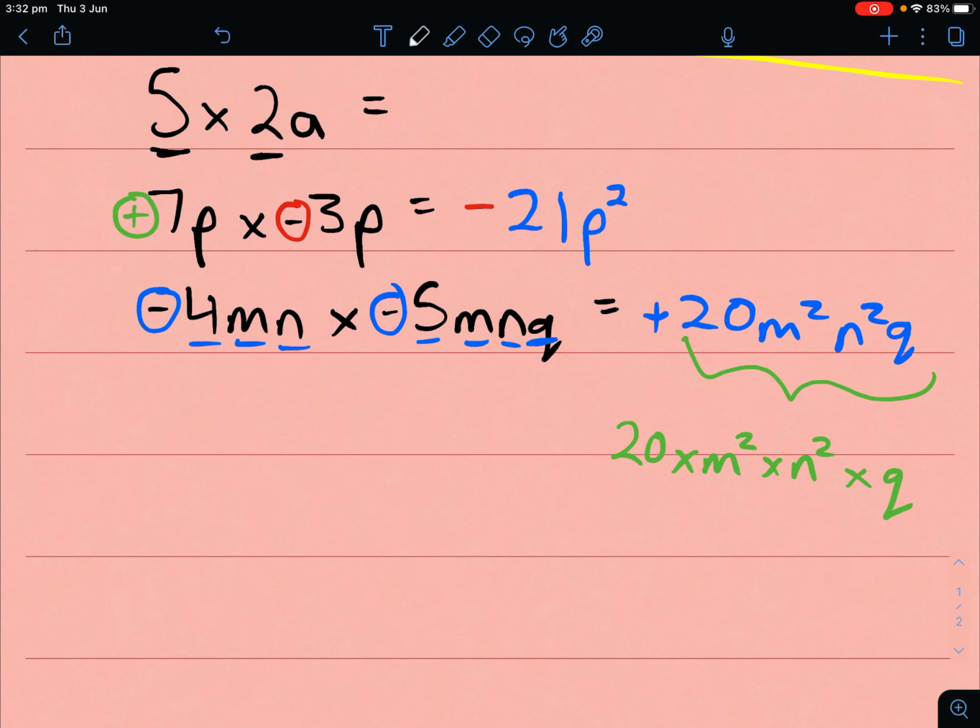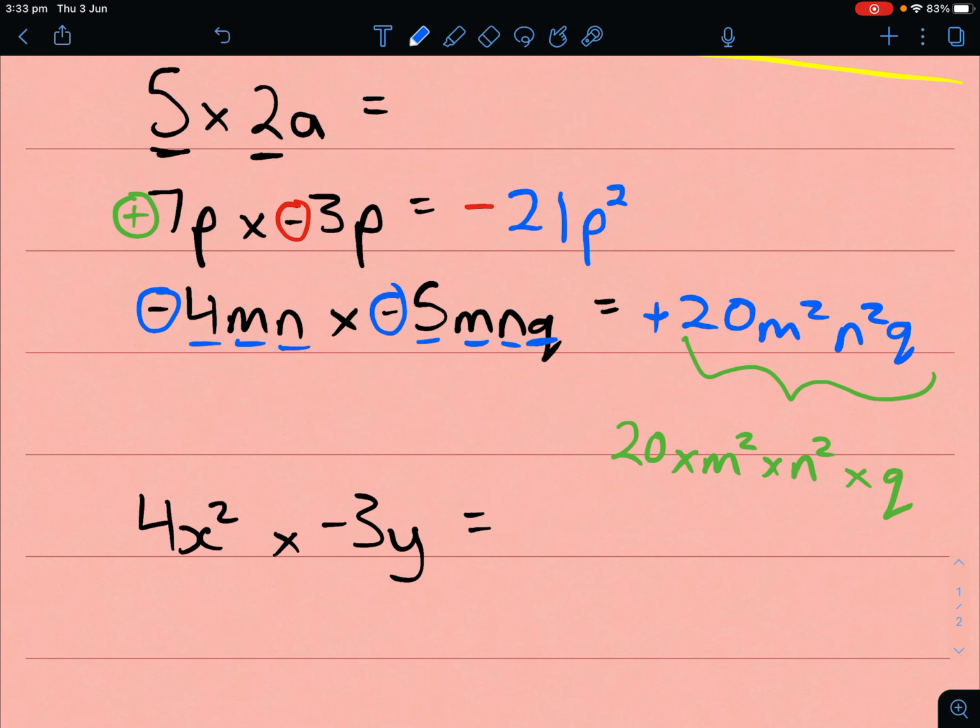All right, let's do one last example. So let's go 4x squared times by negative 3y. So you have a go at this one. I'll give you a minute to do it. Pause the video and then you can check the answer. All right, how did you go?